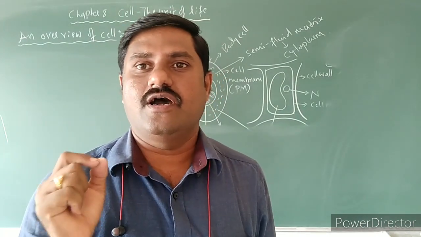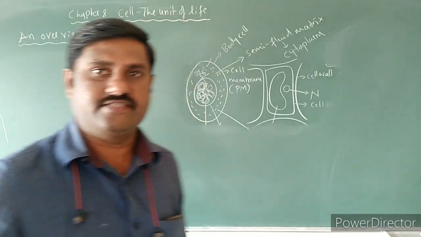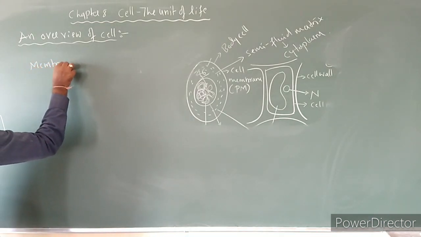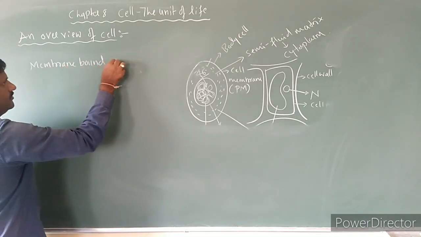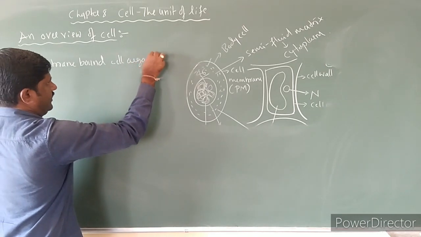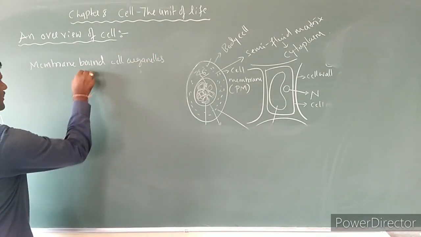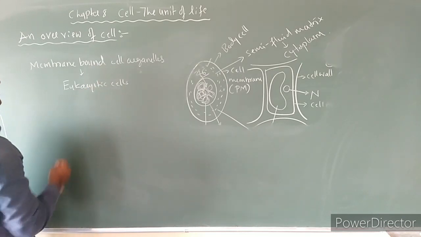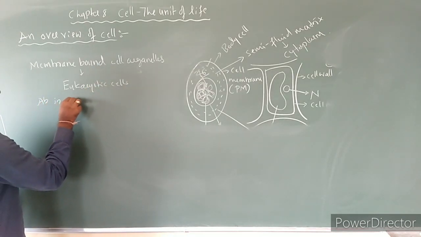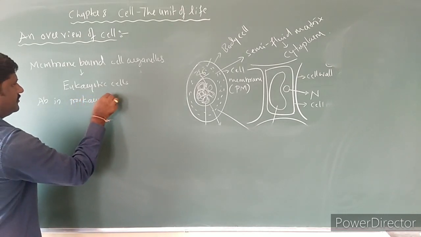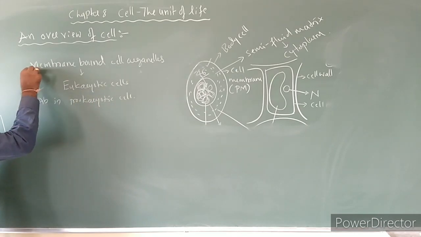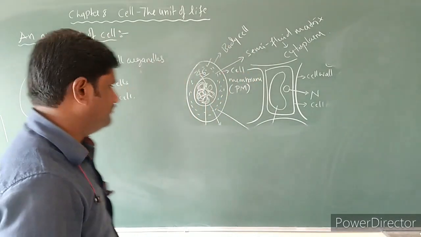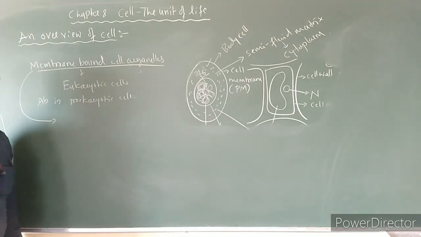Yes, so let us see what other membrane-bound cell organelles we come across in these cells. Usually these are present in the eukaryotic cells, and these are absent in prokaryotic cells. Okay, so what are those membrane-bound cell organelles? Let us list out all of them now. What are those that we come across in the eukaryotic cell?